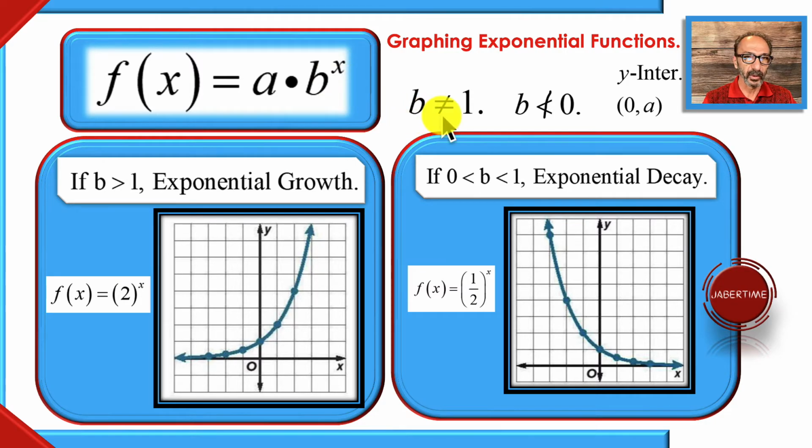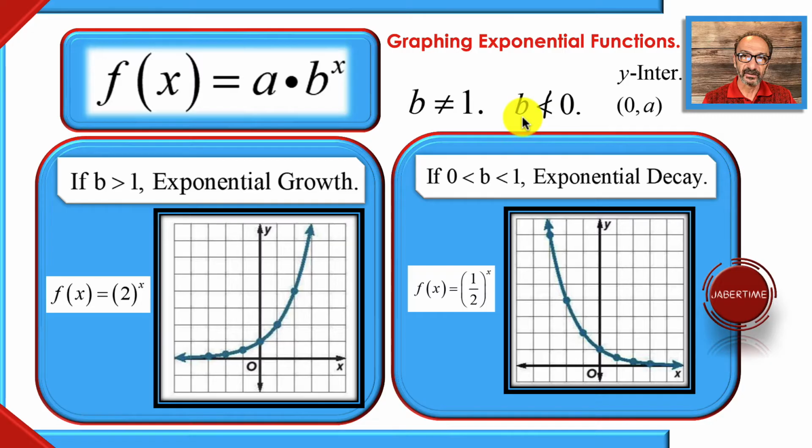b cannot equal 1, because if you keep multiplying by 1 to the power 1, 1 to the power 2, 1 to the power 3, it's not going to go anywhere. It's always going to stay a times 1, which is horizontal.